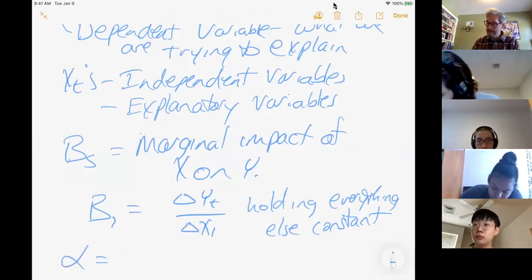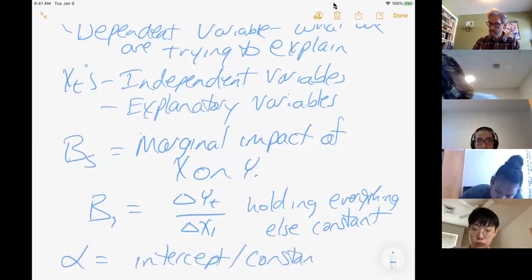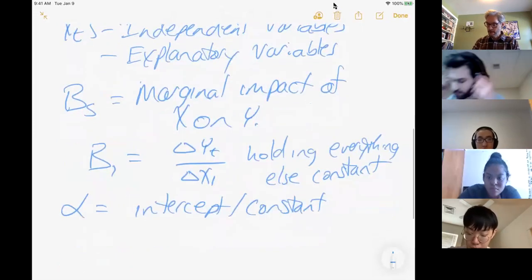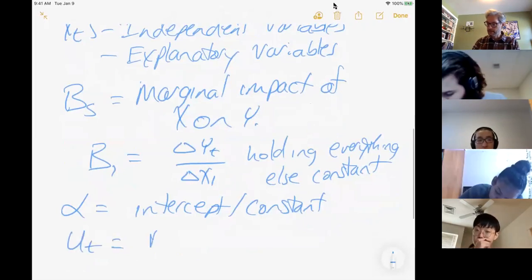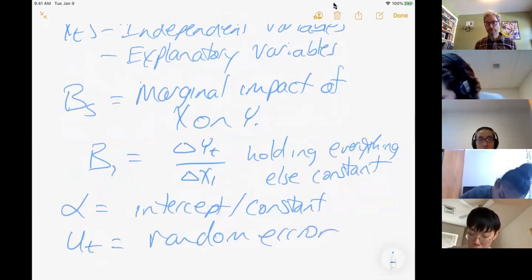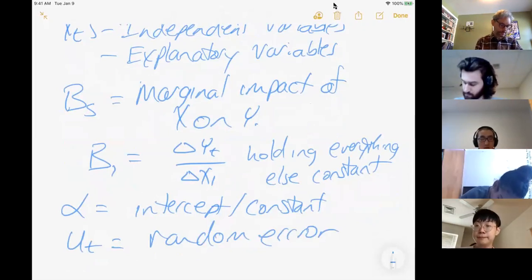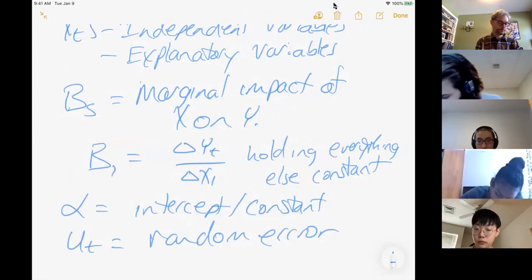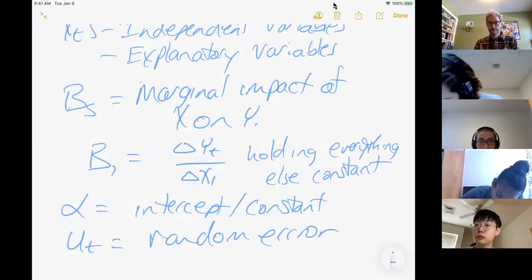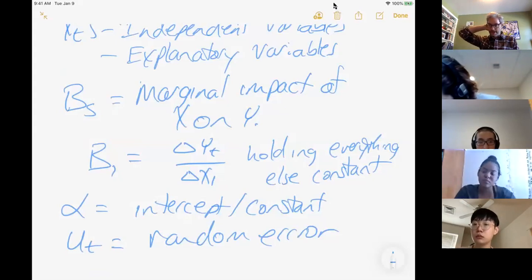And then finally, alpha is just an intercept or a constant. And what's ut? Random error. No econometric model is going to explain everything. So this is how most econometric models are set up, right?